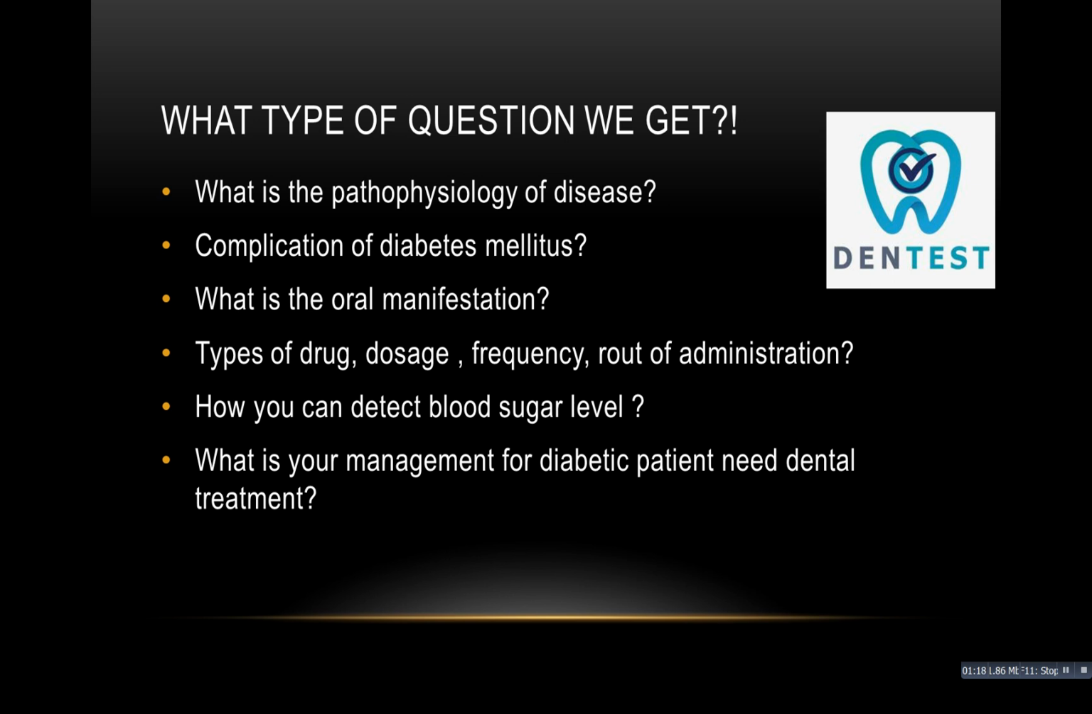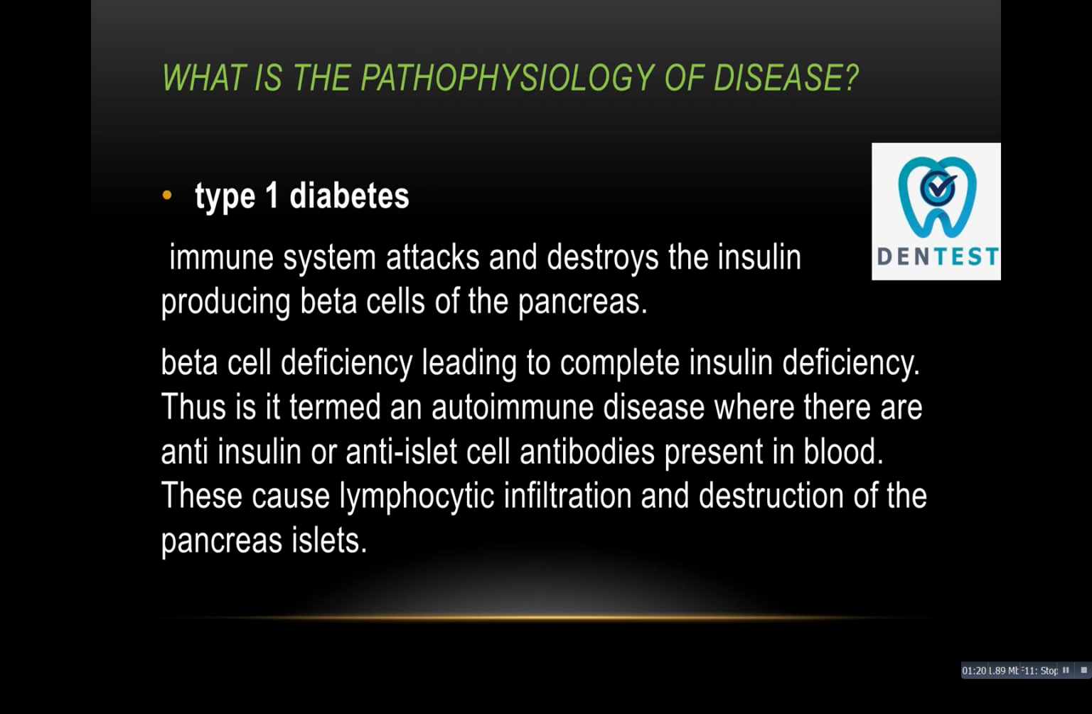So the first question, what is the pathophysiology of the disease? Here we're going to go briefly about the type of the disease and the complication because we need to understand the characteristic of this disease, the pathophysiology, how the disease will cause complication, and then we talk about the dental management because we need to understand better about the kind of the disease. So we start with the type 1. Of course, as we know, we have type 1 and type 2.